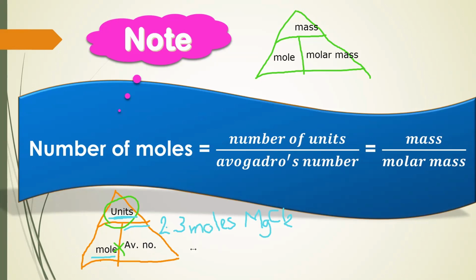So the number of units equals the number of moles, which is 2.3, times Avogadro's number, which is 6.02 times 10 to the power 23. Okay, and now by calculation we can get the number of units. Okay, other example.